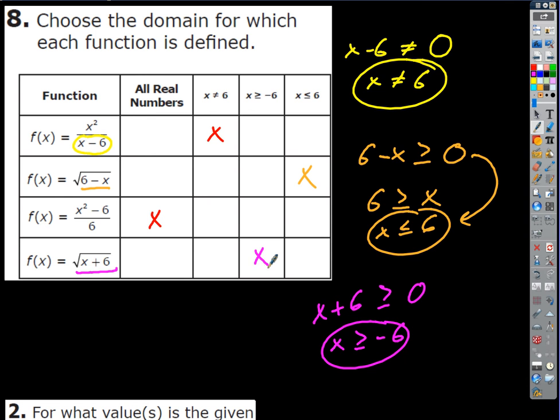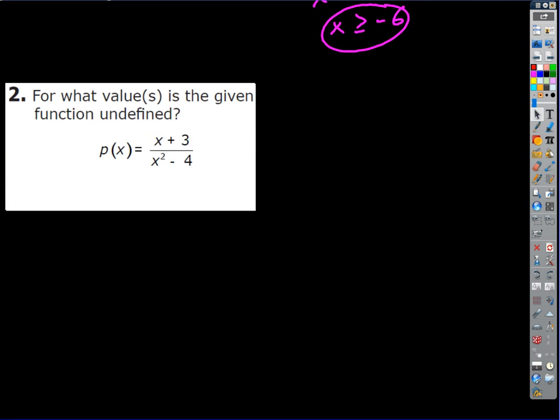Okay? All right, real quick, while we're on the subject, what about this one? For what values is the given function undefined? Which rule do we have to be careful about here? The square root rule or the divide by 0 rule? Divide by 0 rule. I've got an x in the bottom with a fraction, right? So whatever's in the bottom down there cannot equal 0, right?